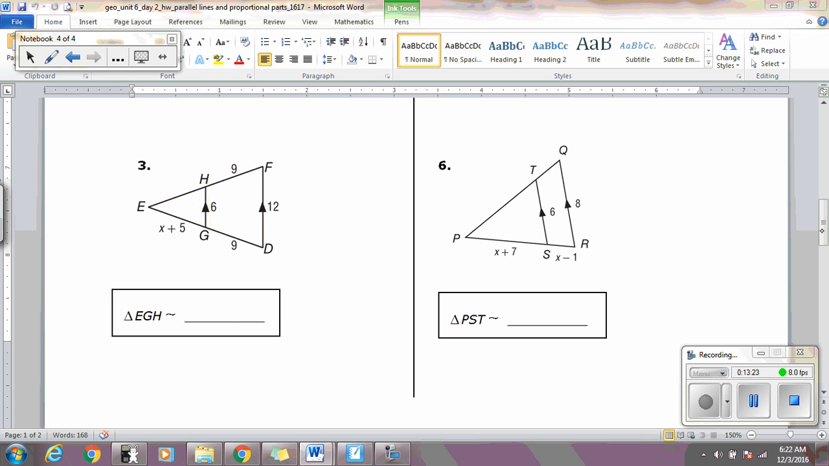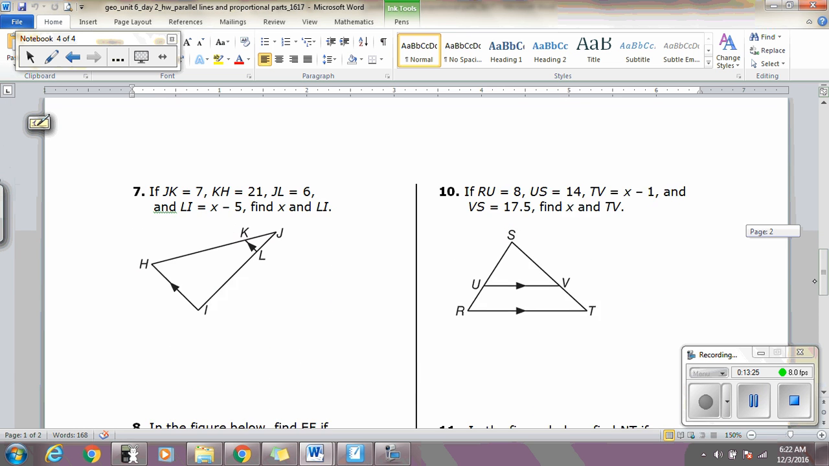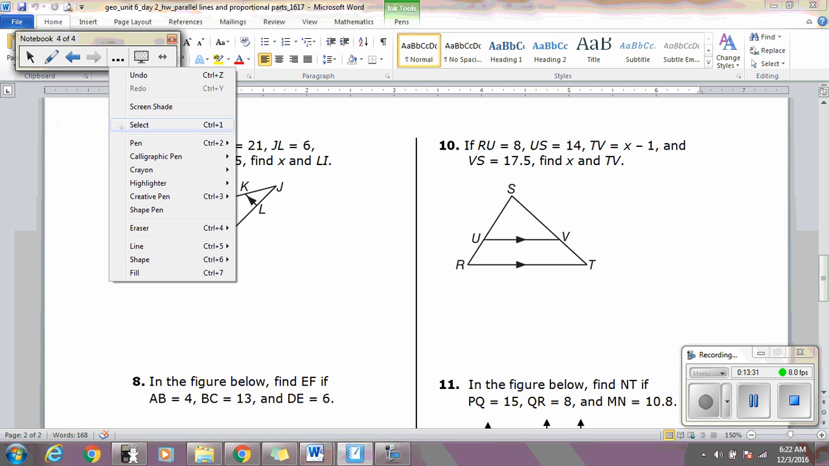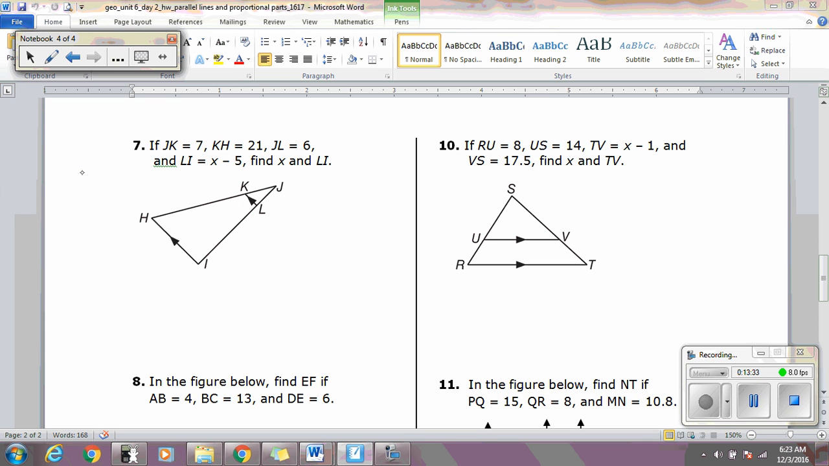All right, let's go to the back side. And number 7 says JK is equal to 7, so let's label that. KH equals 21. JL is 6. And LI is X minus 5. It wants us to find X and LI.